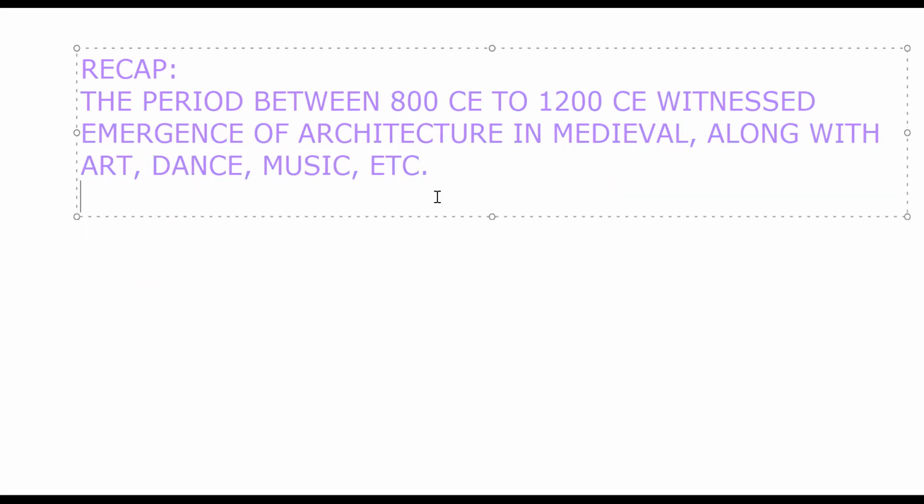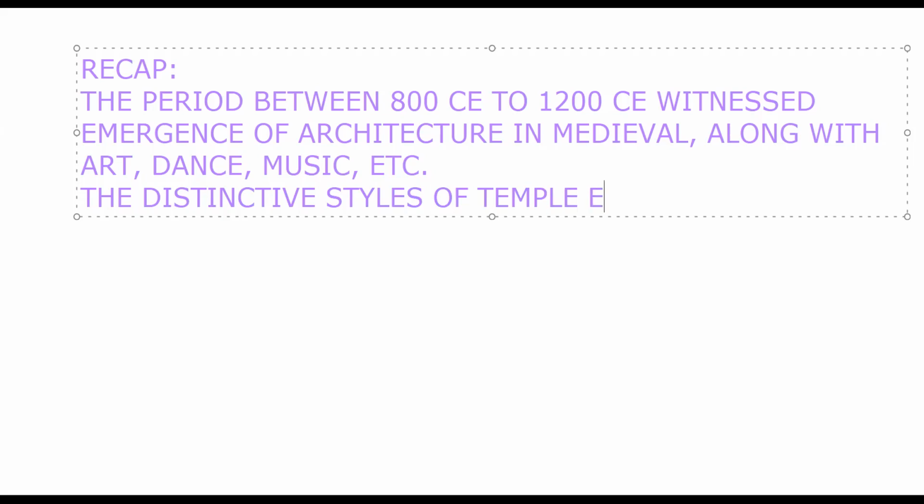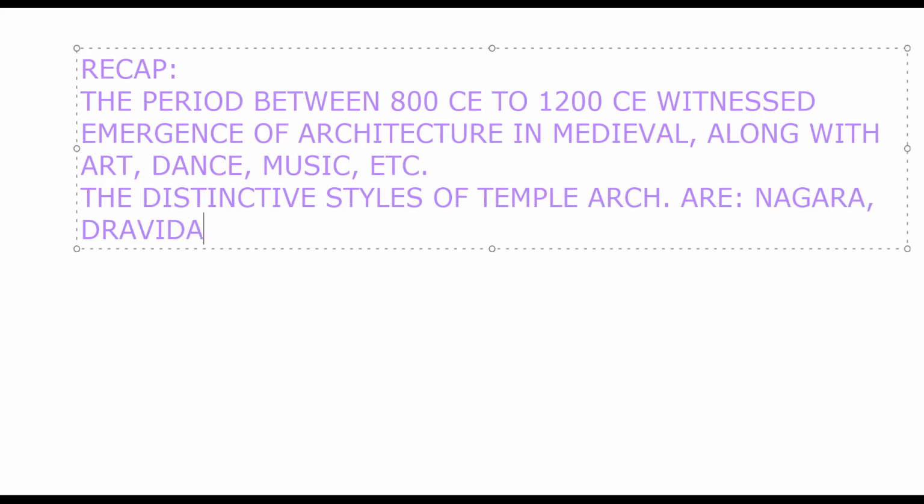The second point is the three distinctive styles. As we discussed, three distinctive styles of temple architecture. I'm writing architecture over here. They are Nagara, then we have the Dravida, and also we have the Vesara.